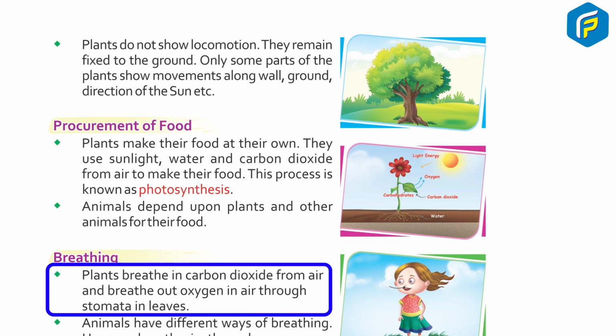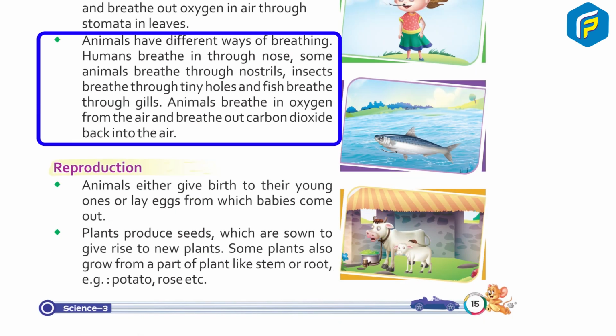Breathing. Plants breathe in carbon dioxide from air and breathe out oxygen into the air through stomata in leaves. Animals have different ways of breathing. Humans breathe in through the nose. Some animals breathe through nostrils. Insects breathe through tiny holes and fish breathe through gills. Animals breathe in oxygen from the air and breathe out carbon dioxide back into the air.